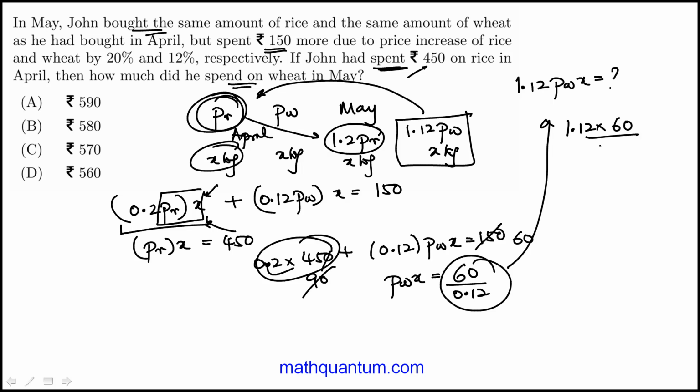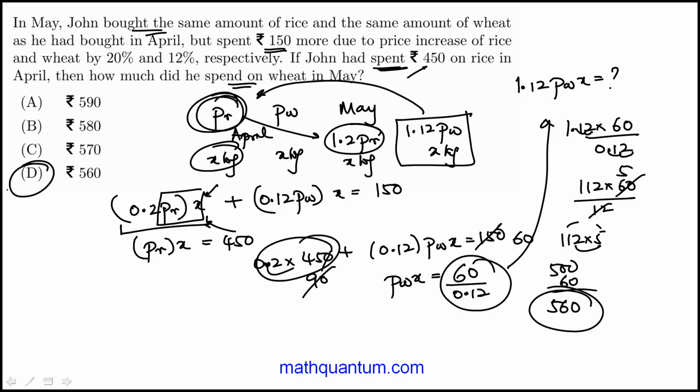So 60 over 0.12, move the two decimal places. You can use a calculator at this stage. 12 times 5 is 60, then 112 times 5. 100 times 5 is 500, plus 12 times 5 is 60. So I get 560 rupees, which is choice D.